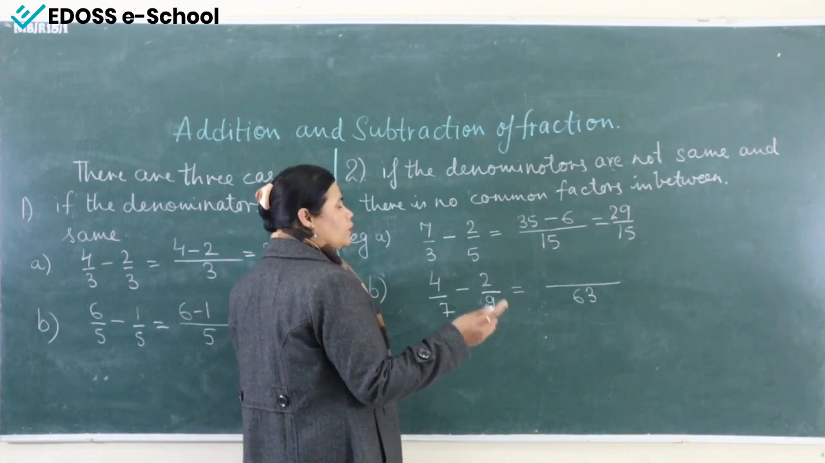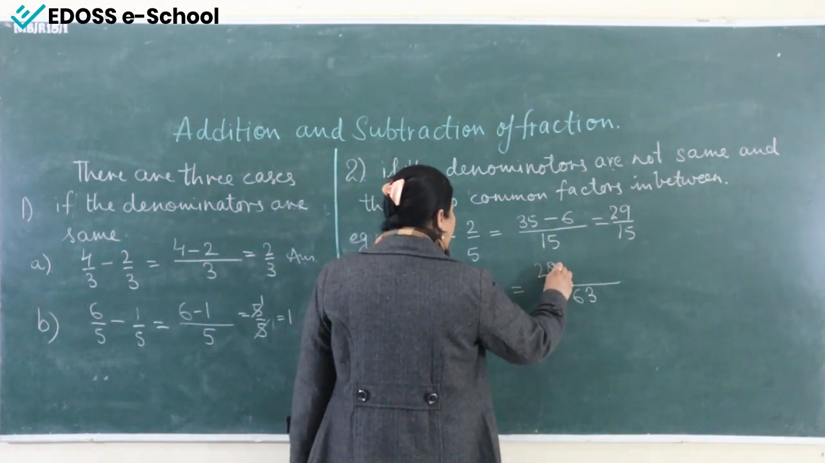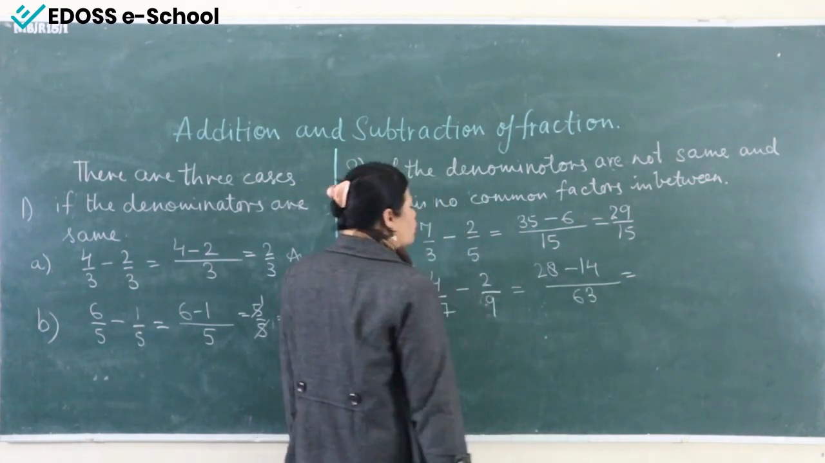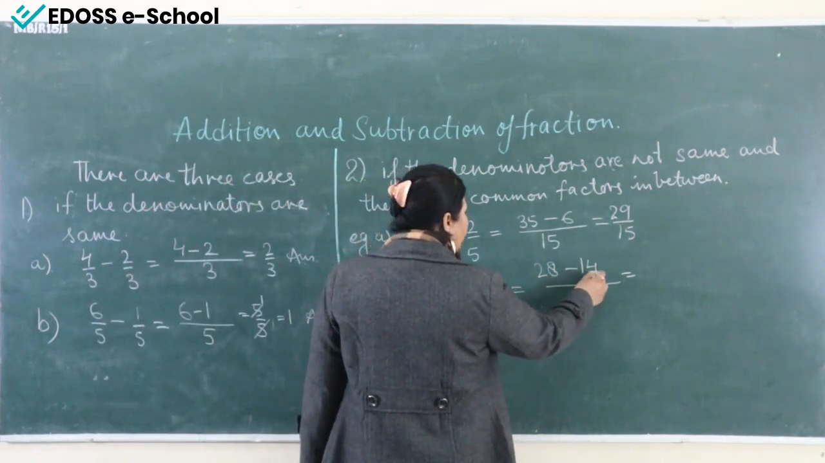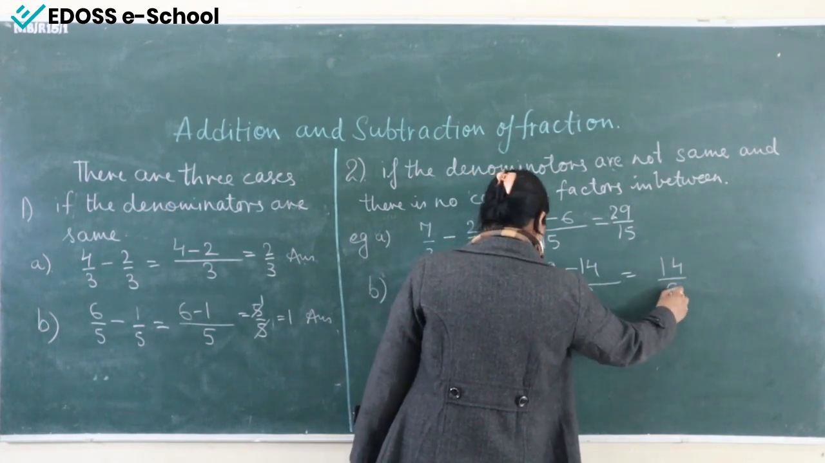Now for the numerator, you will do the cross multiplication. 4 7s are 28 and minus 7 2s are 14. Then you just subtract these numbers. So here it is, 8 minus 4 is 4 and 2 minus 1 is 1, upon 63.